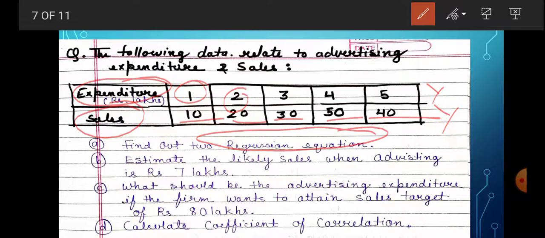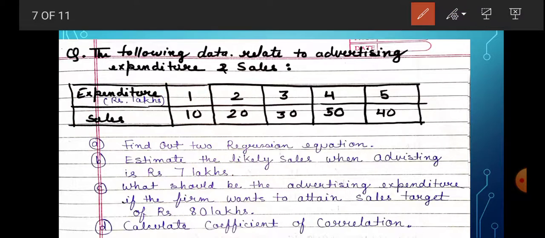Afterwards, suppose we have to estimate the likely sales when the advertising expenditure is 7 lakh. Here, when advertising expenditure is 5 lakh, sales are 40. Then what will the sales be if the expenditure is 7 lakh?